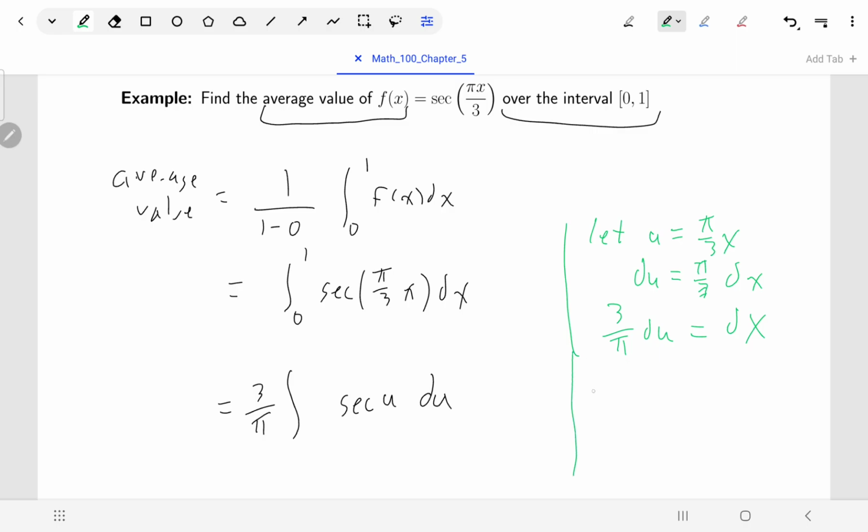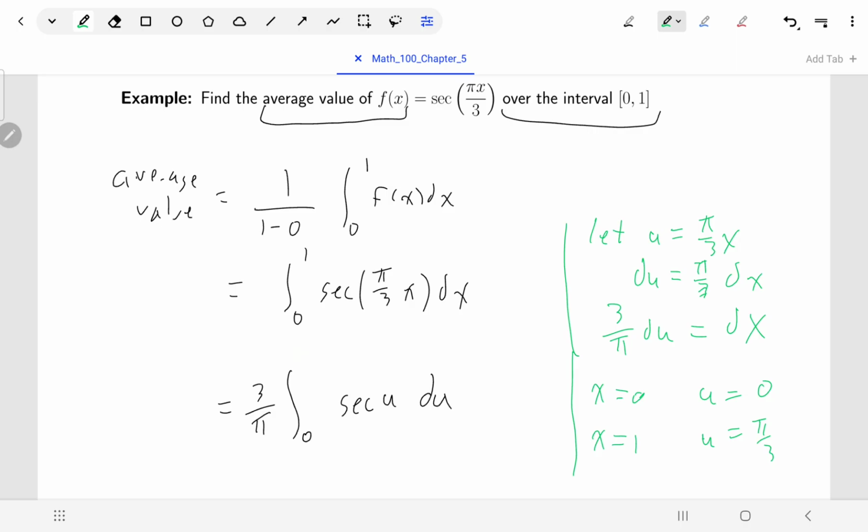We can say for sure if x is 0, then u would be pi over 3 times 0, which is 0. So our lower limit of integration is still going to be 0. And then for the upper limit of integration, x is 1. Well, what happens when x is 1? u would be pi over 3 times 1, or in other words, u is pi over 3. So that's my plan here.